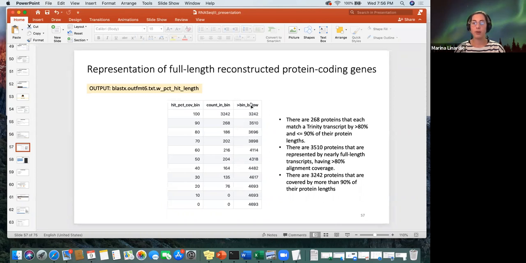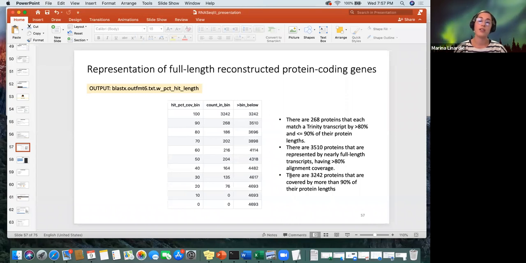So you would have the number of genes that are in a bin. These are the bins from 0 to 100, and this is the bin percentage. What this tells you is that, for instance, here there are 268 proteins that match a Trinity transcript by 80% and less than 90% of their protein length. And then also there are 3,515 proteins that are represented by nearly full-length transcripts having 80% alignment. So this is practically the alignment coverage.